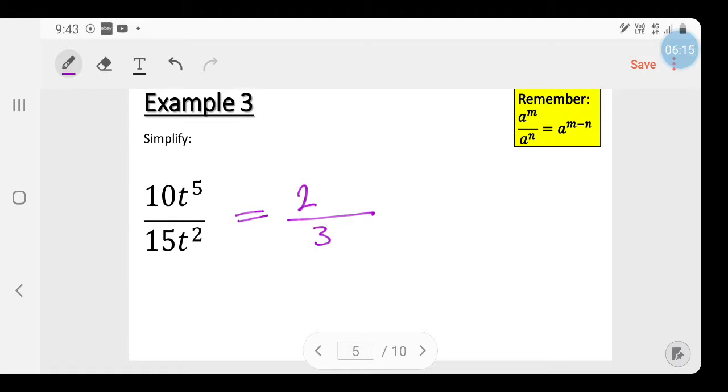Now we have to deal with the variables. Now there's a t on the top and a t on the bottom, both with different powers. A lot of students think on the right hand side of the equation here we need to put a t on the top and still a t on the bottom. That's not the case. Just one t on the top and then 5 minus 2, which is 3. Done. That's your answer.